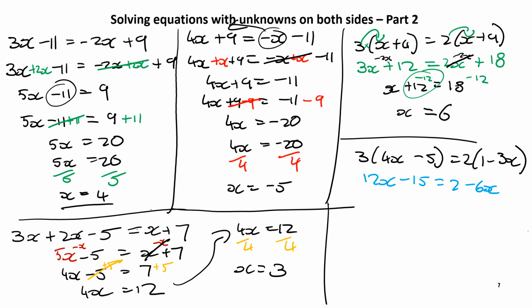Now what we want to do is move this 6x. So I'm going to go plus 6x, plus 6x. That's going to leave me with 18x minus 15 equals 2. Then I need to move that 15, so I'm going to go plus 15 on both sides. I meant plus. That cancels that out. So what I'm left with is 18x equals 2 plus 15, which is 17.